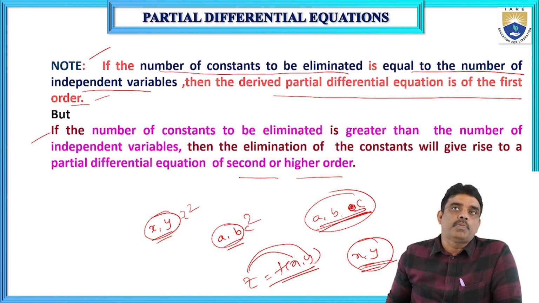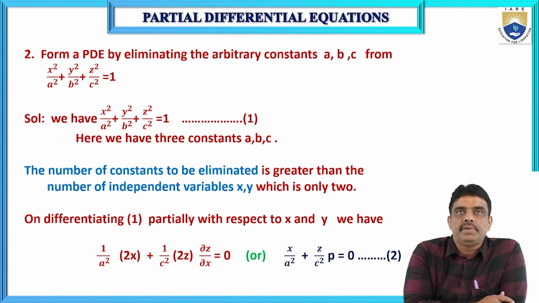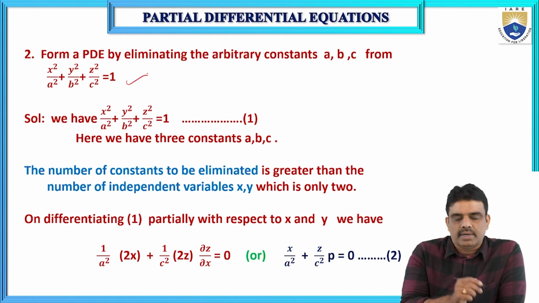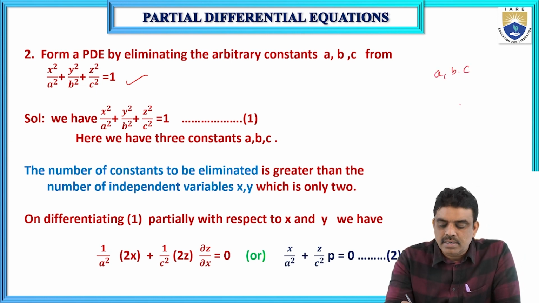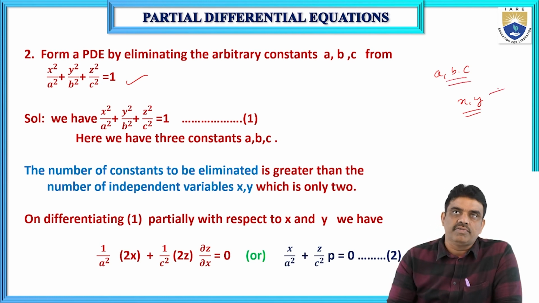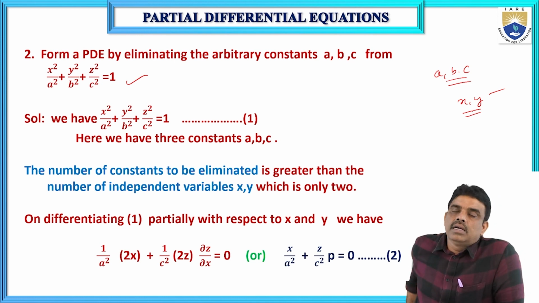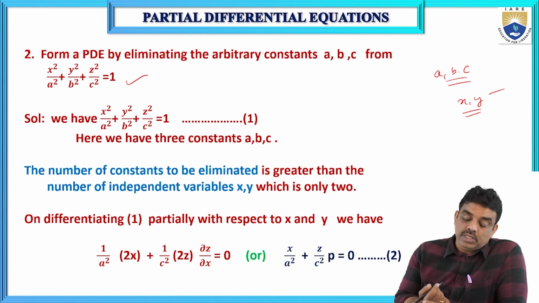And we do one more problem here. Form the partial differential equation by eliminating the arbitrary constants a, b, c from x square by a square plus y square by b square plus z square by c square is equal to 1. So here there are 3 constants to be eliminated and there are 2 independent variables x and y. So the obtained equation will be second or higher order. If these two are the same, then the order of the partial differential equation will be 1 only. So we do the same approach.